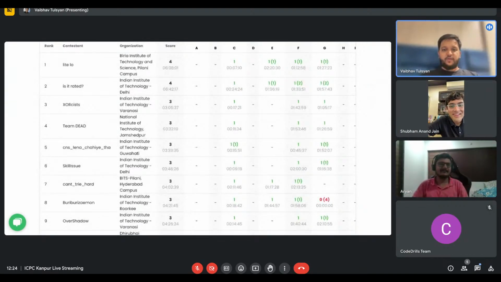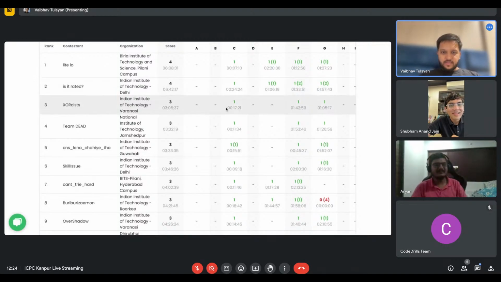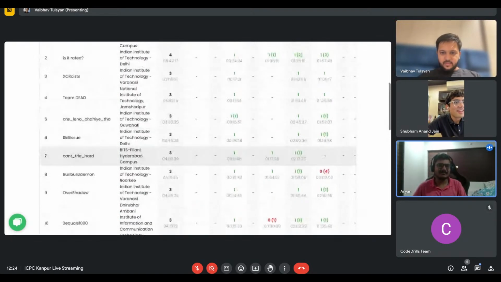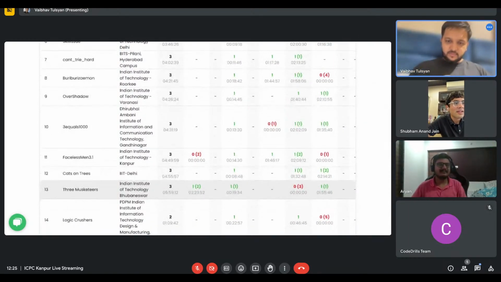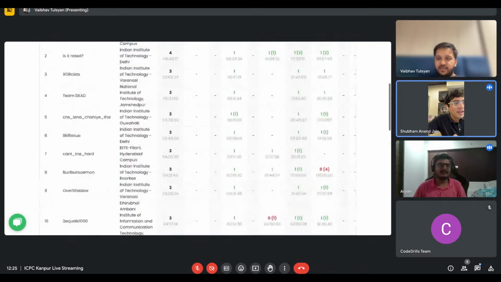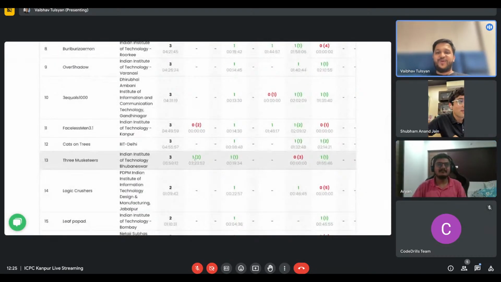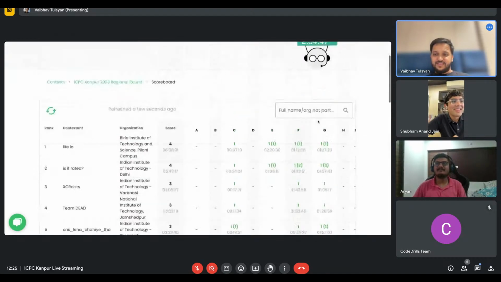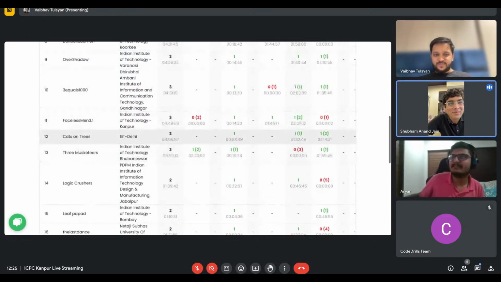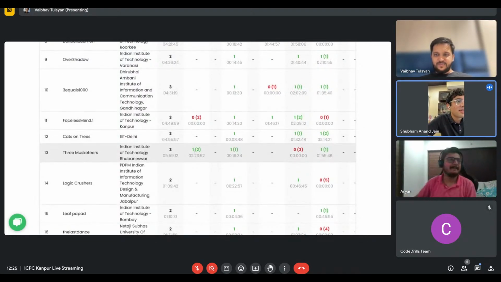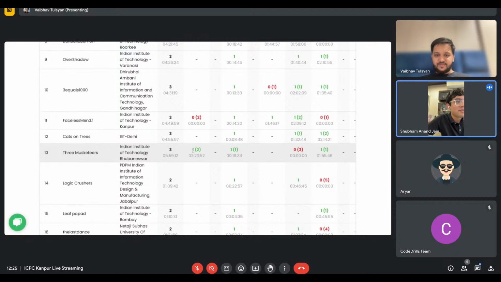By the way, looks like End of Evolution has been solved. Who solved it? Three Musketeers from IIT Bhubaneswar has solved End of Evolution. That's problem A, right? Yeah. And what's surprising is that they haven't solved Palindromic Polygon yet. Maybe they were spending all their time thinking about A. But I guess they have submissions on F.